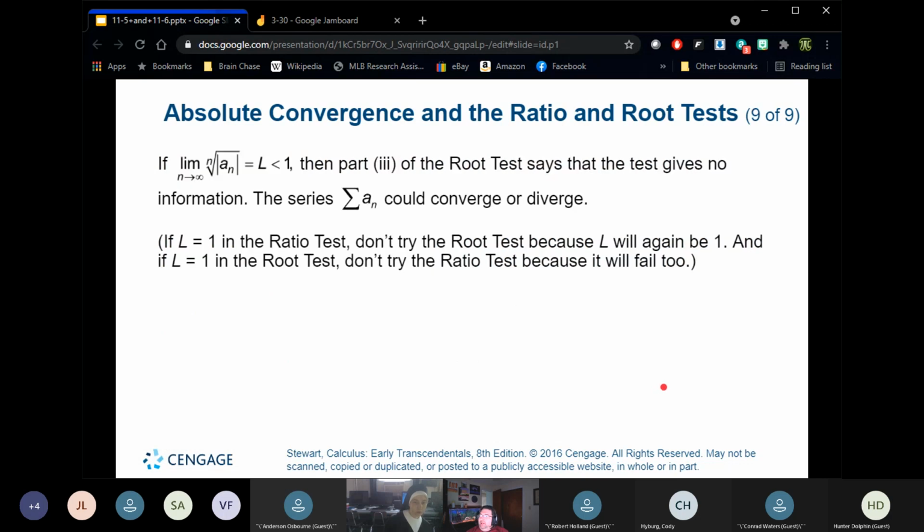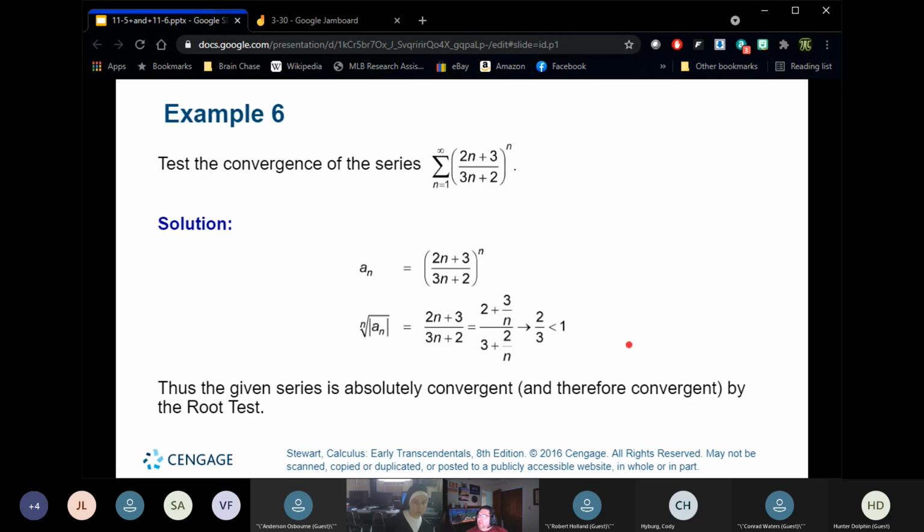All right, let's look at one example of the root test, and then we'll do a couple problems. So here's a simple problem. Notice the whole thing is raised to the nth power. That's where you really want to use the root test, because you're doing the nth root of it, and it's going to get rid of that.